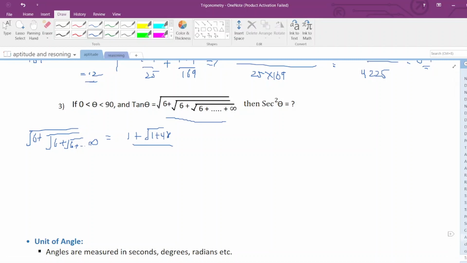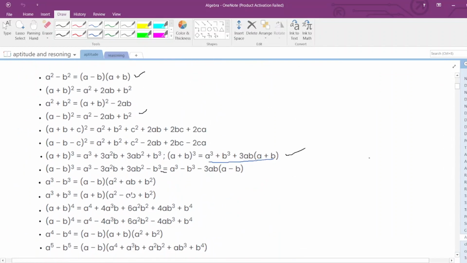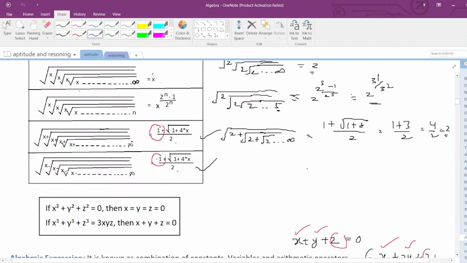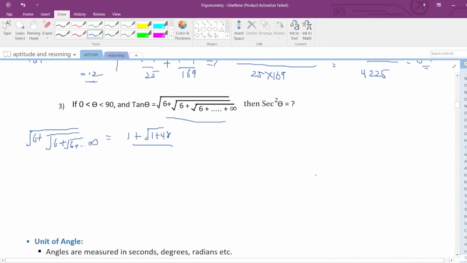In algebra we learn, see, 1 plus root of 1 plus 4x by 2, correct? In place of x we need to substitute 6. So after substituting 6, 1 plus root of 1 plus 4 times 6, which is 24, by 2, which is equal to 1 plus root of 25 by 2, which is equal to 1 plus 5, which is 6, by 2, which is equal to 3.